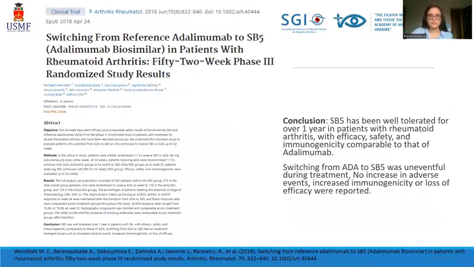Another study about biosimilars is about adalimumab and SB5, an adalimumab biosimilar, in patients with rheumatoid arthritis. This is a randomized study result. SB5 has been well tolerated for over 1 year in patients with rheumatoid arthritis, with efficacy, safety, and immunogenicity comparable to that of adalimumab. Switching from adalimumab to SB5 was uneventful during treatment. No increase in adverse events, increasing immunogenicity, or loss of efficacy were reported.